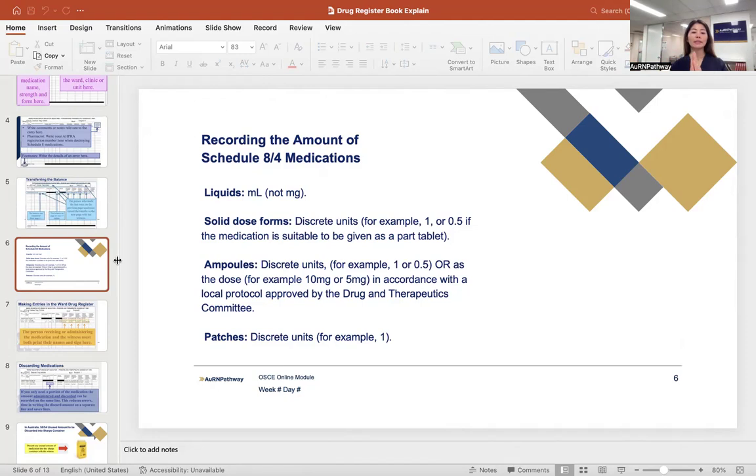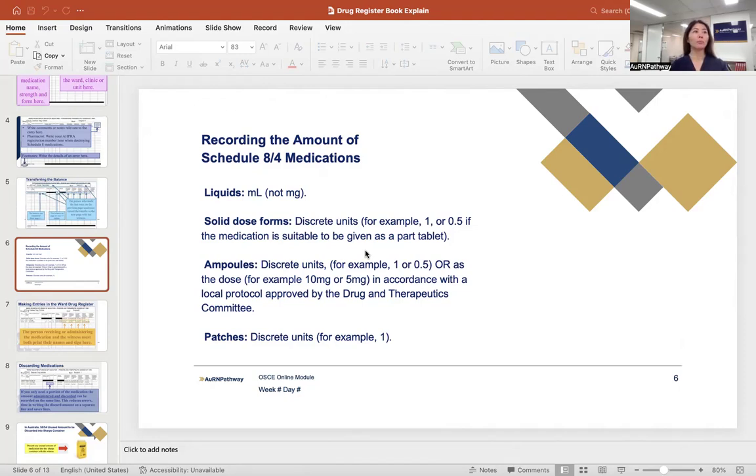So yeah, I hope that's nice and clear in Australia. Now, when it comes to patches, for example, if one box has 10 patches and you gave one, that's how you count the balance. I hope that's nice and clear. Counting the balance is very important, of course, because these are addictive drugs. This will allow us as nurses to be accountable.